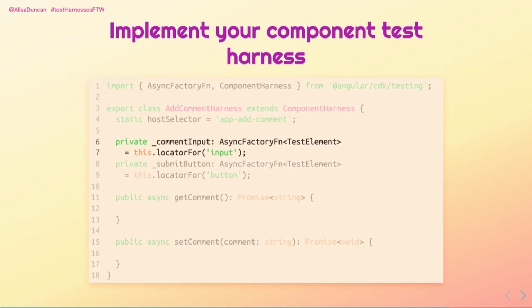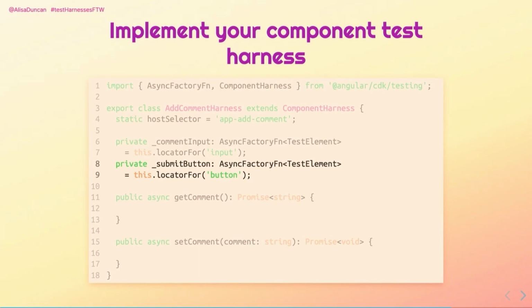And now we can talk about getting those UI elements. We're going to use the base class's locatorFor method and pass in the selector input, which was that first HTML element. What this does is return a test element, which was that wrapper around the native HTML API. But we're not returning the test element directly. We're returning a function that returns the test element, so that we have the latest state on this control. And then we'll do the same thing for button.